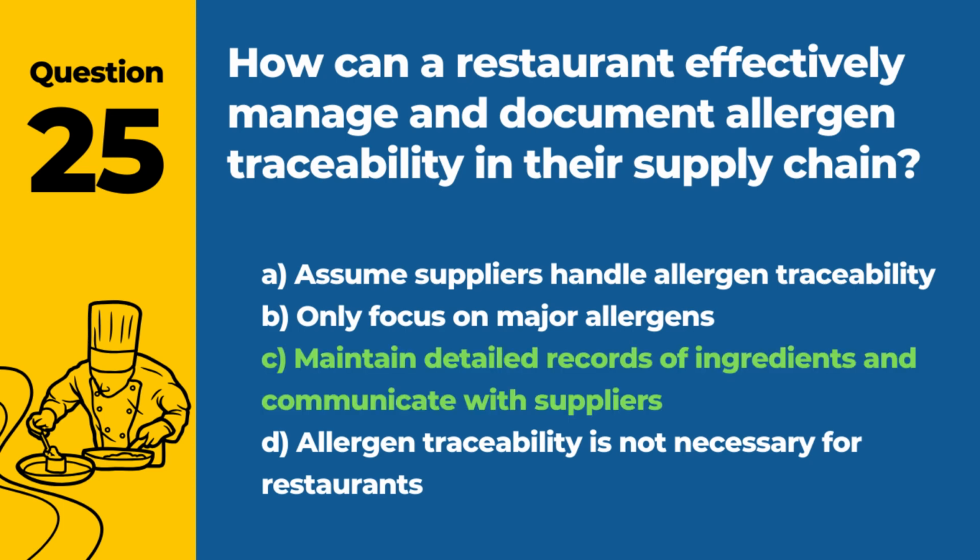Answer C. Maintain detailed records of ingredients and communicate with suppliers. Effectively managing and documenting allergen traceability involves maintaining detailed records of all ingredients used, their allergen information, and regularly communicating with suppliers to stay updated on any changes.